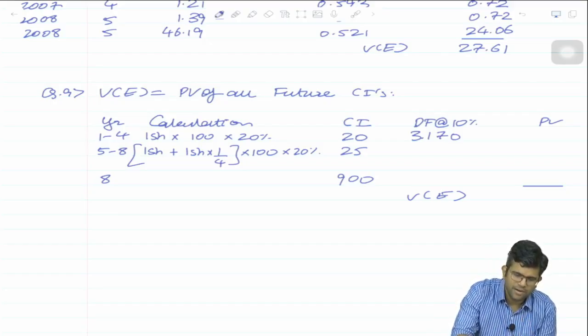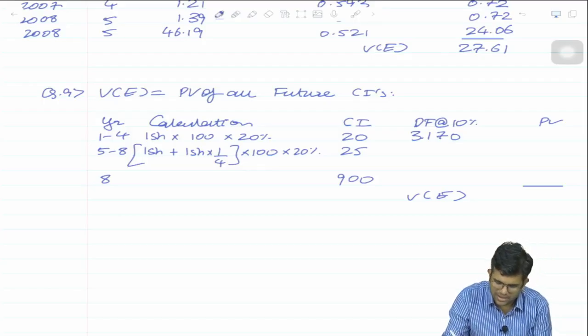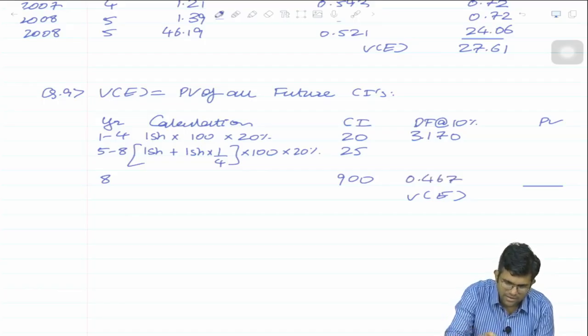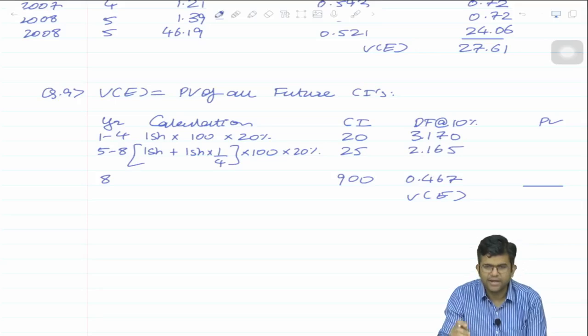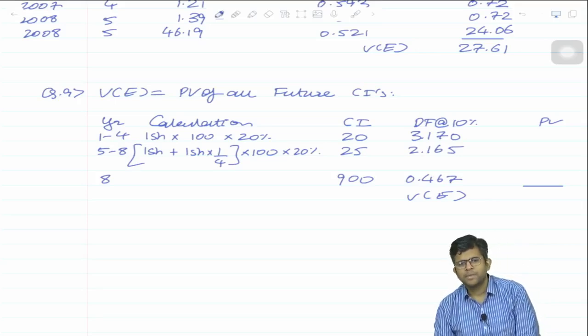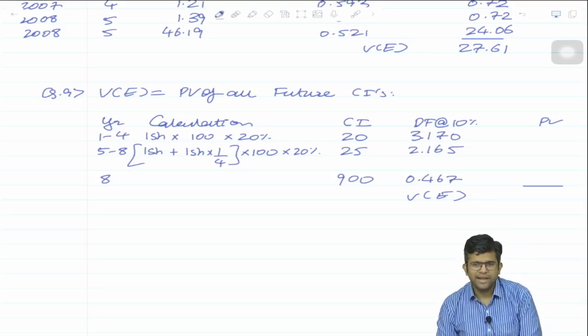Now 5 M plus 6 M plus 7 M plus 8 M plus. 8th one I will write here 0.467 and I'll do MRC. This is 2.165. Till here clear? Now twist in the tail.